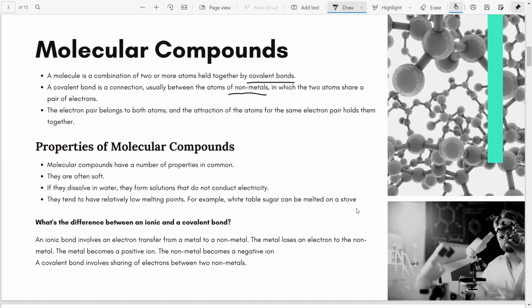So what's the difference between an ionic and a covalent bond? An ionic bond involves an electron transfer from a metal to a nonmetal. The metal loses an electron to the nonmetal. Metal becomes a positive ion, nonmetal becomes a negative ion. Covalent bond involves sharing of electrons between two nonmetals. So again, here we are a bond in which there isn't a full transfer. The electrons are equally or mostly equally still part of both of the atoms that they're coming from.